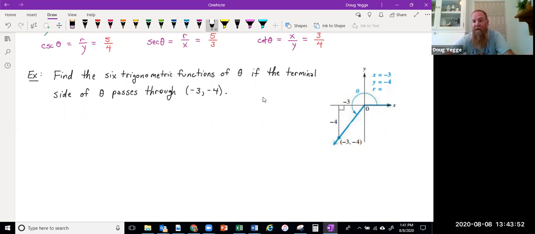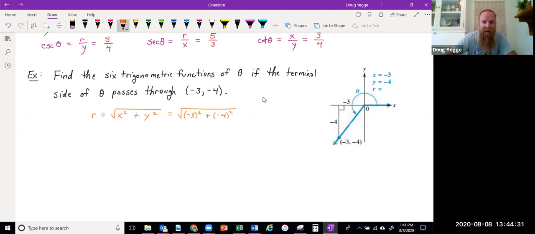We can obviously see that this is going to be in the third quadrant where the point is (-3, -4). And we can see that our x coordinate is -3, our y coordinate is -4. So now we want to find our r coordinate. Now remember that r is found by simply taking the square root of x squared plus y squared. And in this case, we know what x and y are. We know that x is -3, and we know that y is -4.